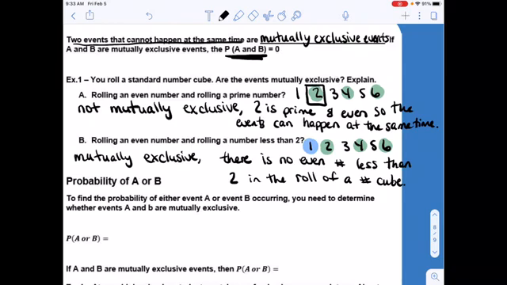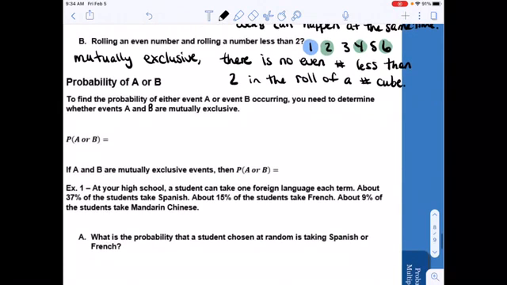Okay, now we're going to move into the probability of A or B. So we've been discussing A and B. Now A or B changes it up. To find the probability of either event A or event B occurring, you need to determine whether events A and B are mutually exclusive. So, P of A or B, we have an equation: P of A, so the probability of A, plus the probability of B, minus the probability of A and B.